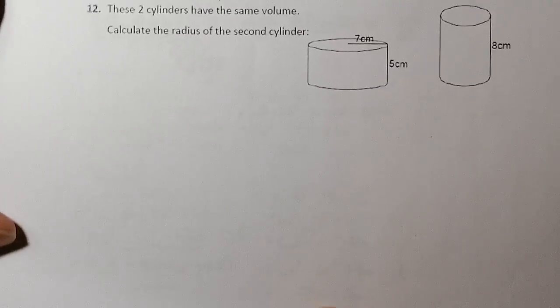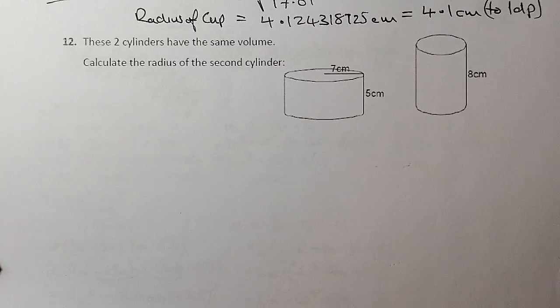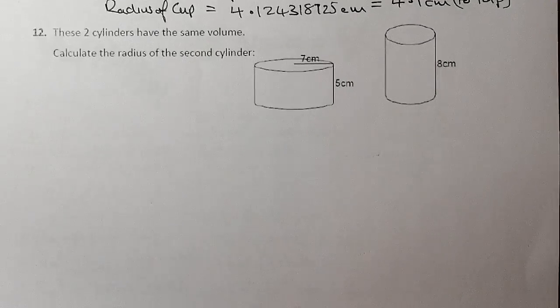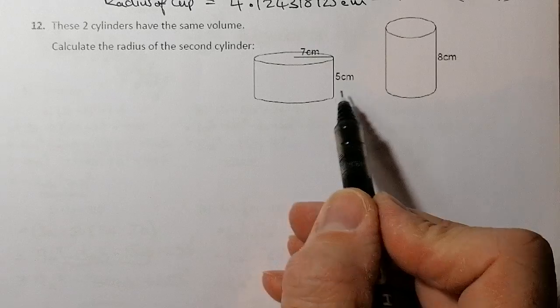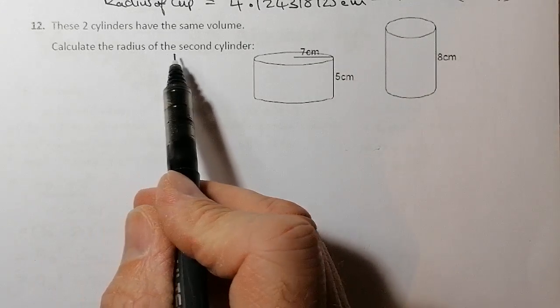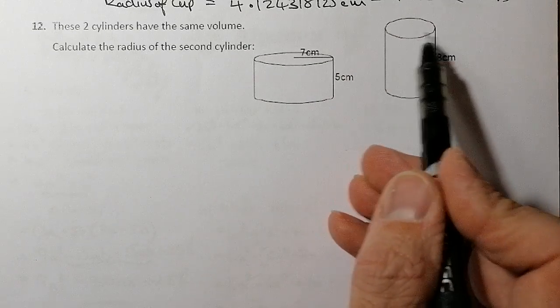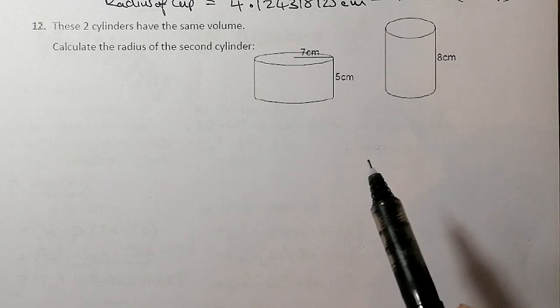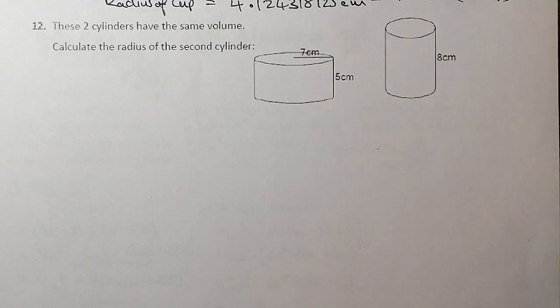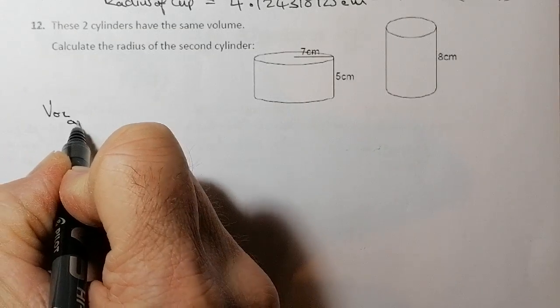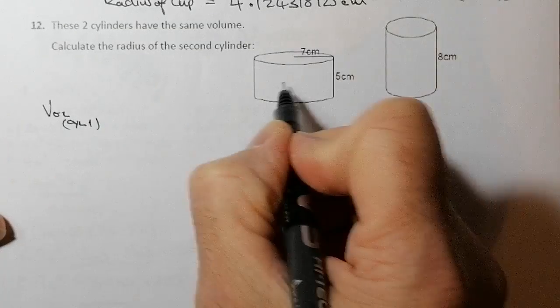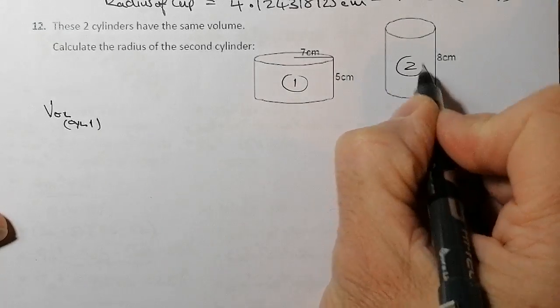Okay, last question in this section, and what we've got is 2 cylinders. They have the same volume, okay? Different dimensions. Calculate the radius of the second cylinder. So I want to know what the radius of this cylinder is here. Okay, so let's work out the volume of the first one. So volume of cylinder 1. We'll call this cylinder 1, this one's cylinder 2.